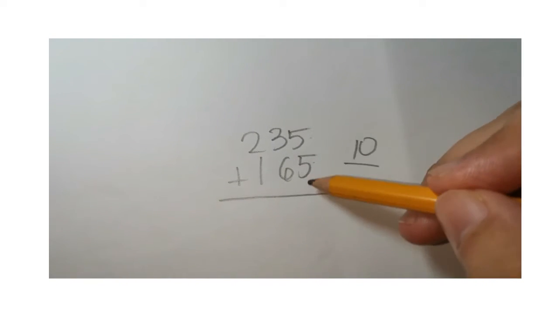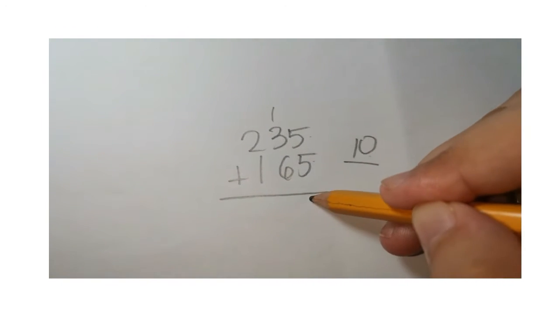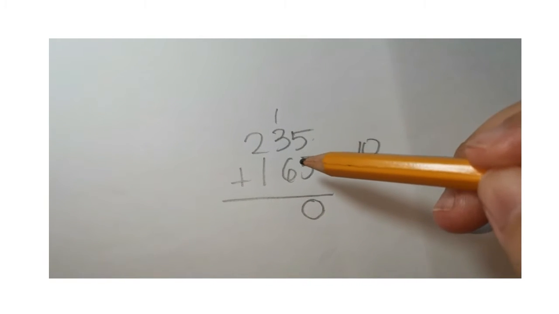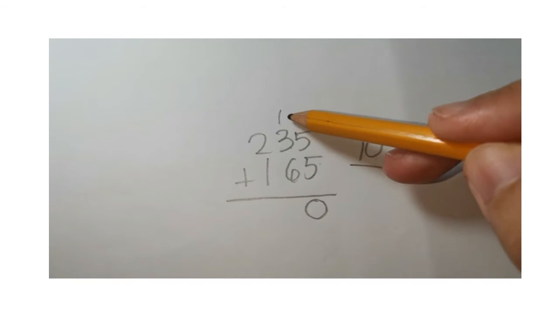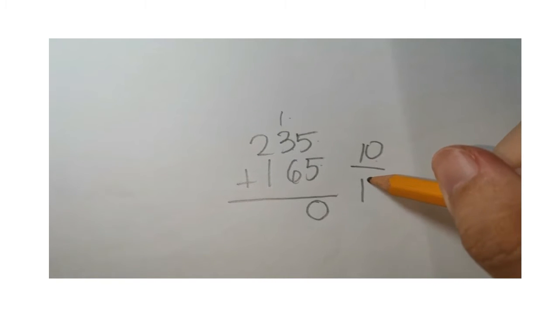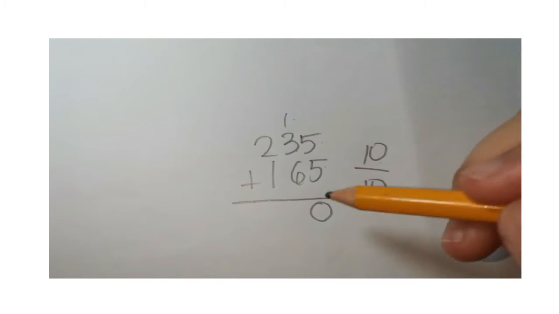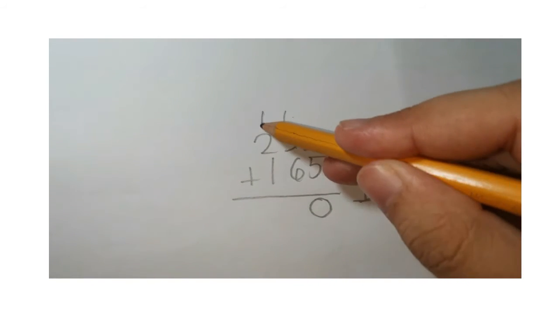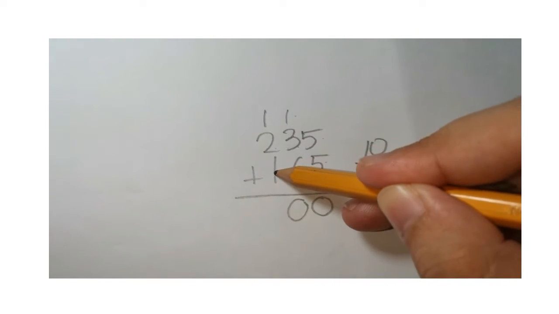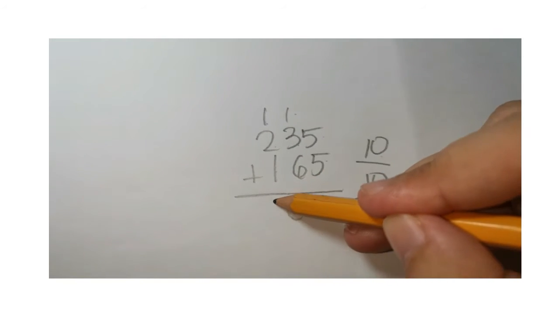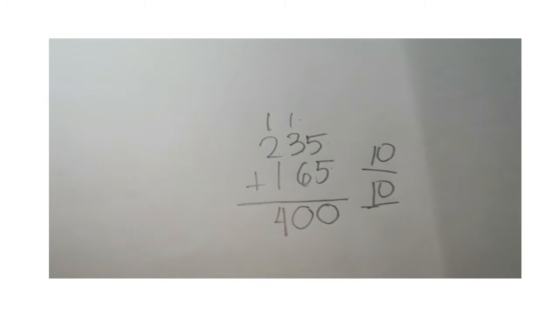Since we cannot put two digits at the ones place, we will regroup the 1 here and put the 0 here. Next, we will add the tens place. So 6 plus 3 equals 9, plus 1 equals 10. Again, since you cannot put two digits at the tens place, we will regroup another 1 here, and put the 0 at the tens place below. So 2 plus 1 equals 3, plus 1 equals 4. So 400 students took part in Sophia's survey.